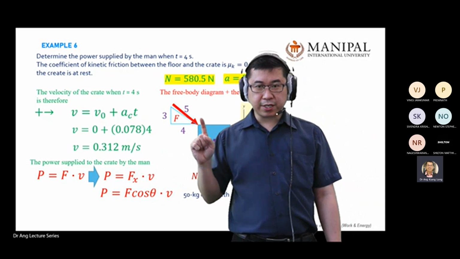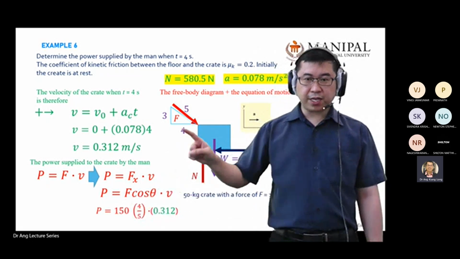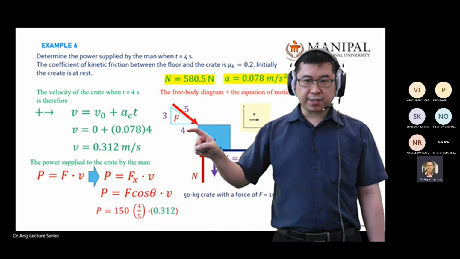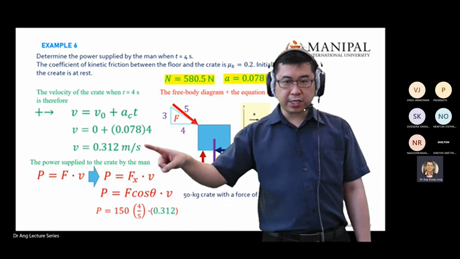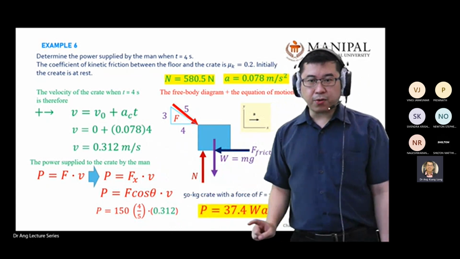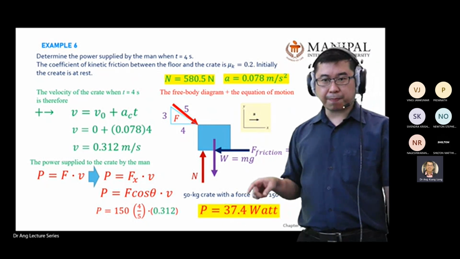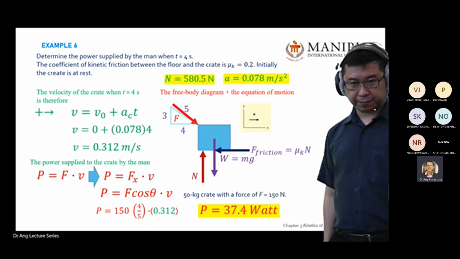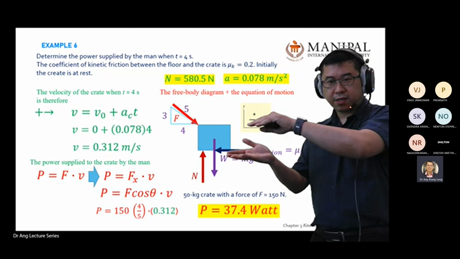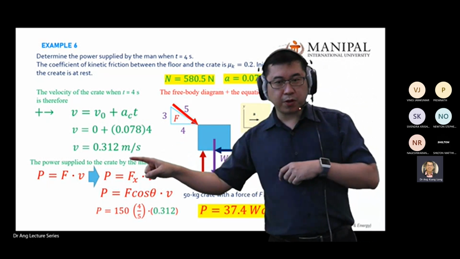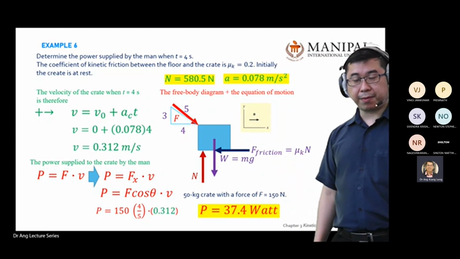Force in the x direction is F cos theta, times v. You have the force 150. What is your cos? Side divided by hypotenuse, 4 divided by 5, multiplied by the velocity you found just now. You get power equal to 37.4 watt. This is the power supplied by the man to move the parcel at the speed of 0.312 meter per second.